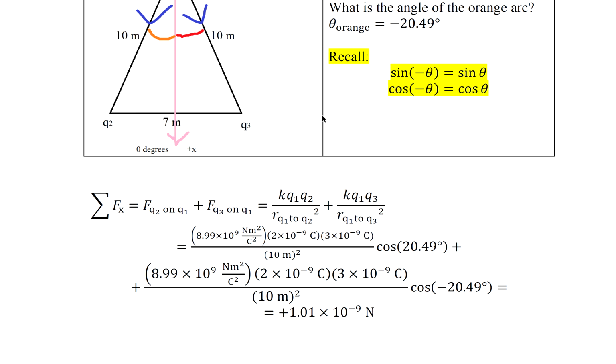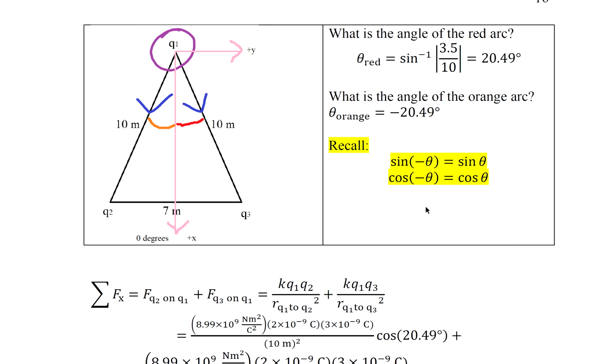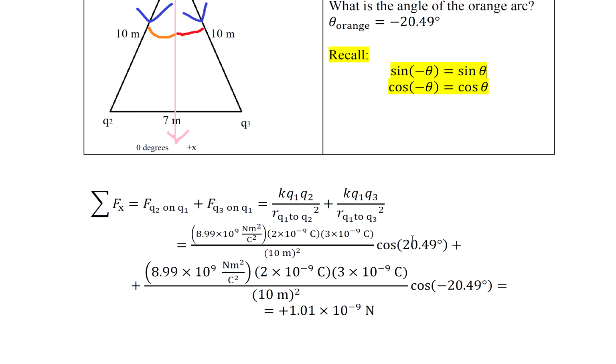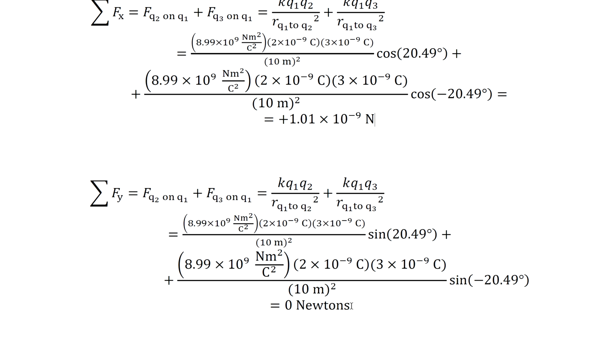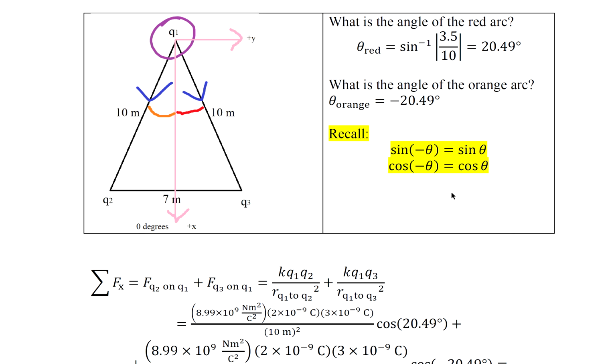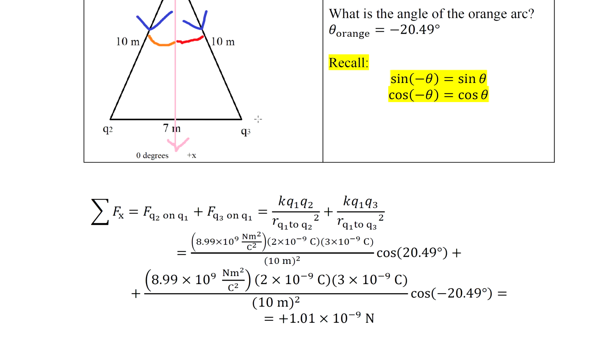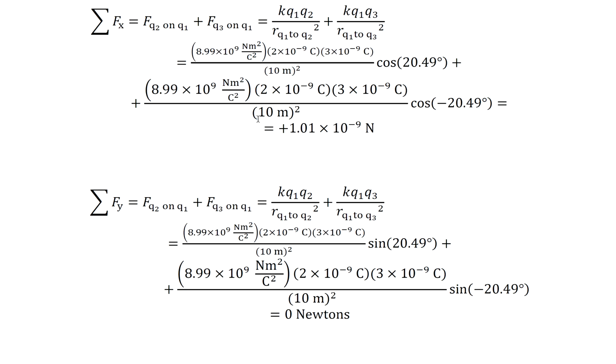So sigma f sub x is equal to f sub q2 on q1 plus f sub q3 on q1 in the x-axis. And you can see the x-axis here is straight down. So this is the magnitude going down. What's sigma f sub y? It's 0, and that should make sense because q2 pulls q1 to the left, q3 pulls q1 to the right with the same magnitude on the y direction.